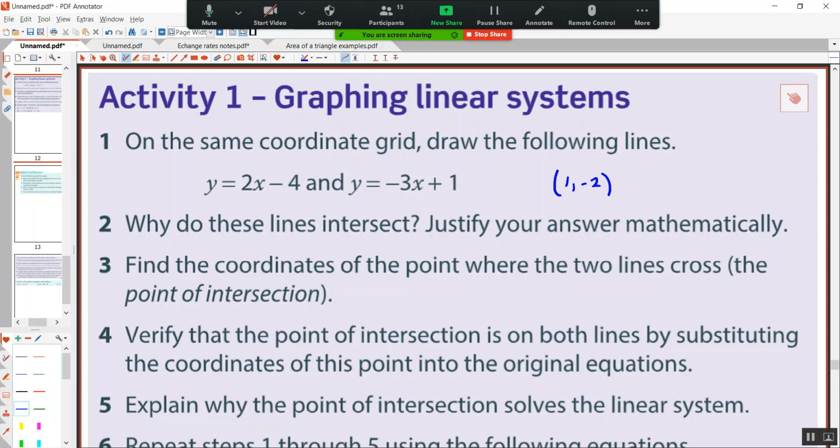Yeah, so for both of them, if I put 1 in for the x, they both give me -2 for the y. Yeah, that's what it's telling me. If I put any other value of x in, I do not get the same value of y out. But when I put x, so we can just check.